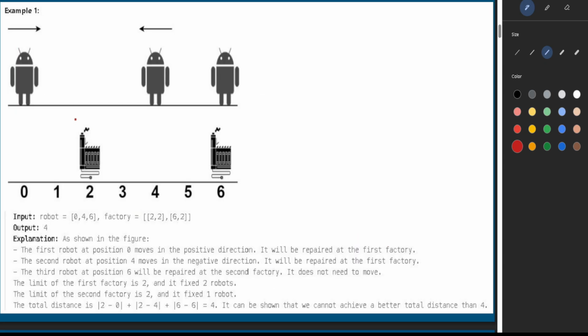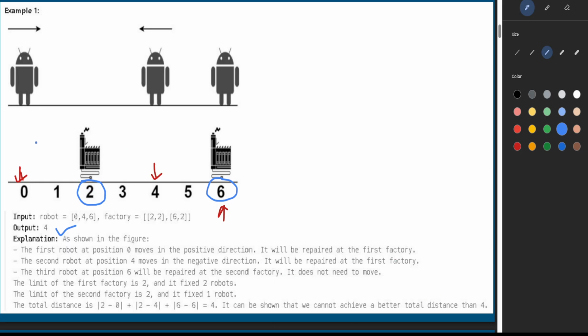So think about that. This is your robot array: the robots are at positions 0, 4 and 6. Now think that we have factories at 2 and at 6. Means at 6 we have both a robot and a factory, while the others are at different positions. So what we need to do is find the distance. You can go through these steps and understand how we have calculated it.